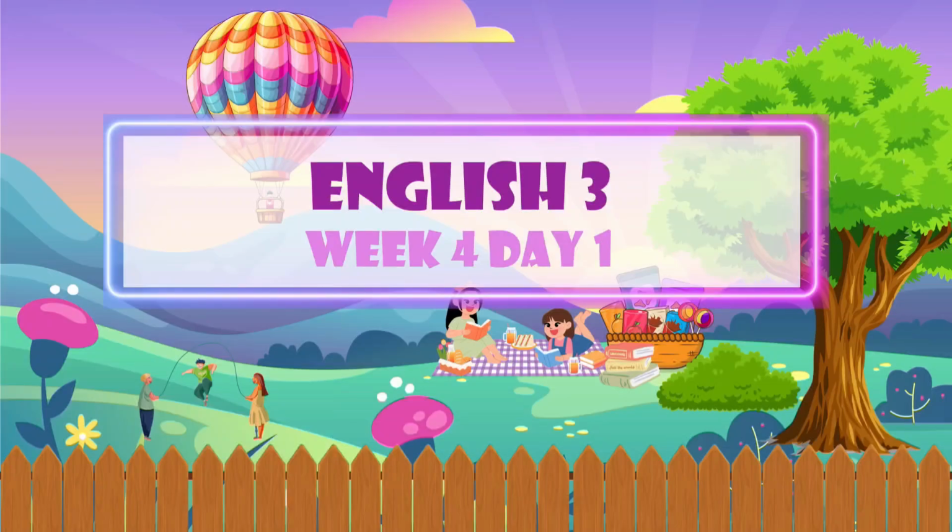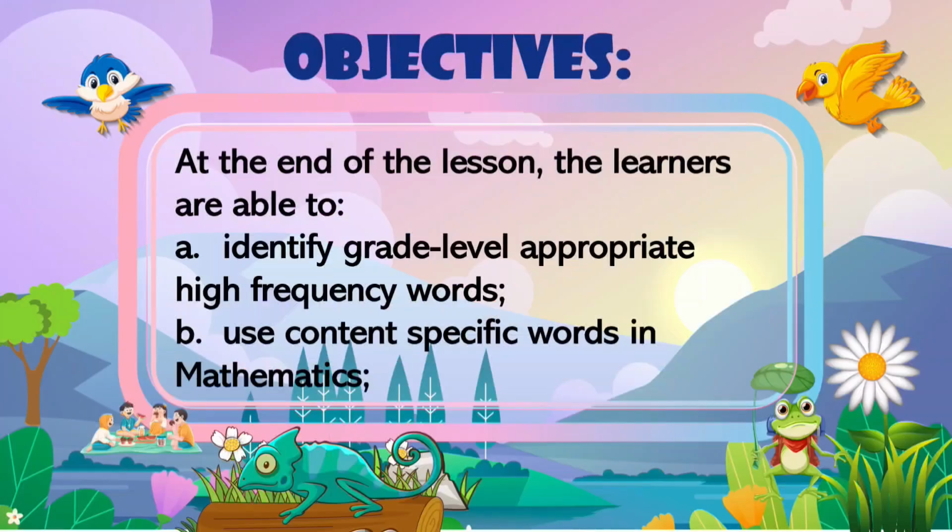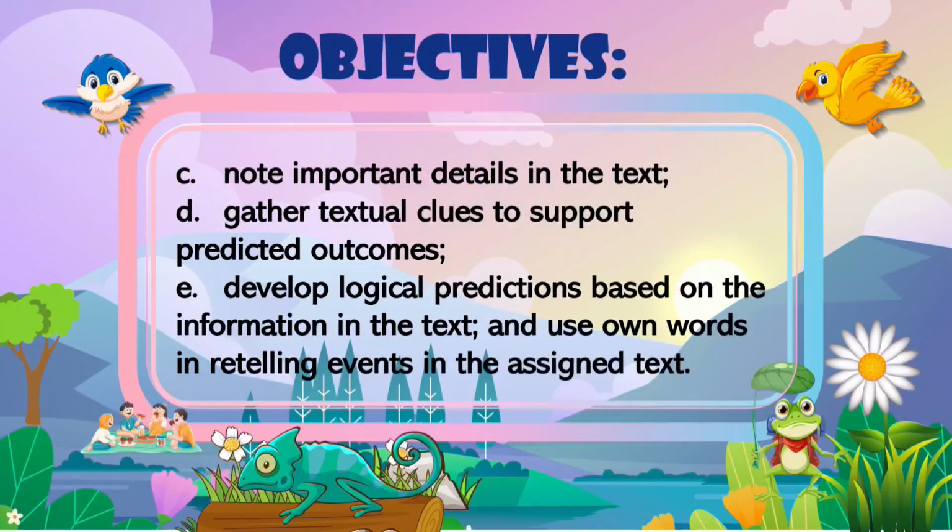English, Grade 3, Quarter 1, Week 4, Day 1. Objectives. At the end of the lesson, the learners are able to identify grade level appropriate high-frequency words, use content-specific words in mathematics, note important details in the text, gather textual clues to support predicted outcomes, and develop logical predictions based on the information in the text and use own words in retelling events in the assigned text.